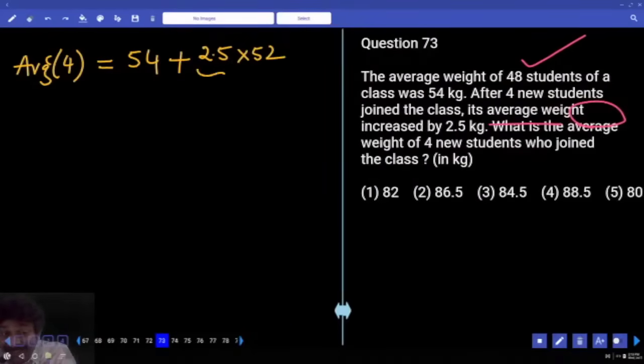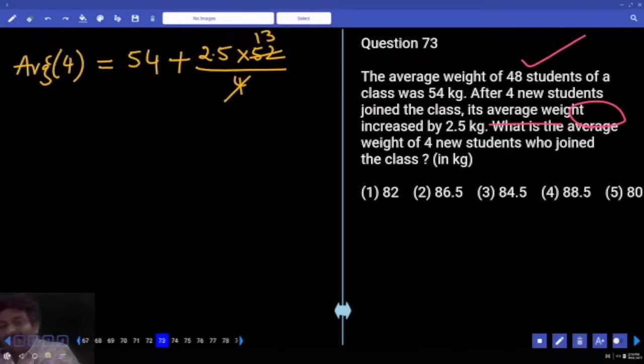Can we directly add this number to 54? No. Why? Because we are trying to calculate an average. To an average, you can add an average, but you cannot directly add a number. So this must be converted to an average. Now we are trying to calculate the average for how many people? So this is converted to an average for 4. 4, 13 times. Are you okay?